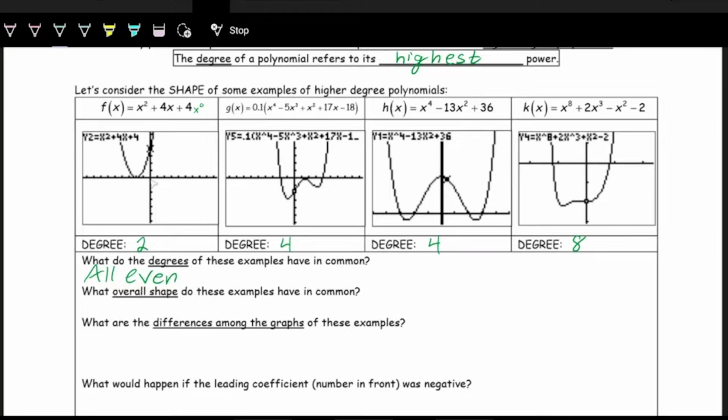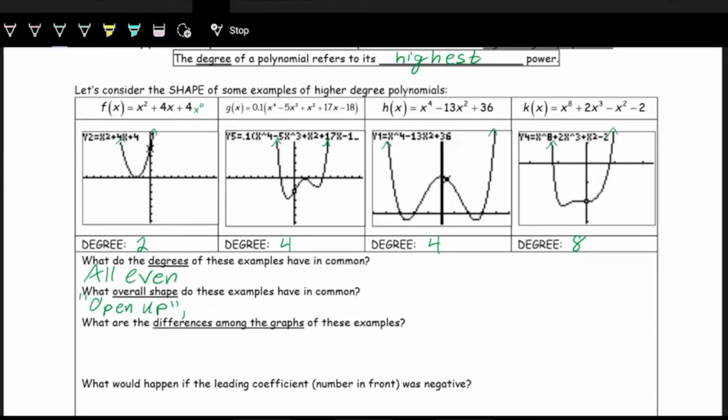So we have that all these graphs, you might see we would say open up. So they're all going up to positive infinity here. Remember how we talked about parabolas and quadratics, and those parabolas open up? Well, these graphs all open up. So we can say they all open up.